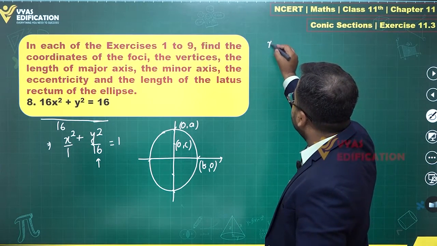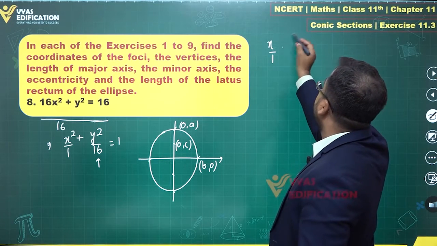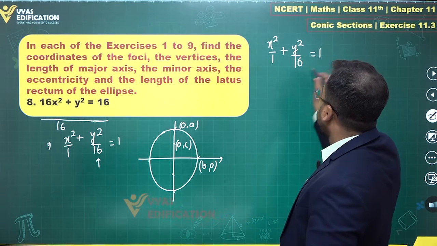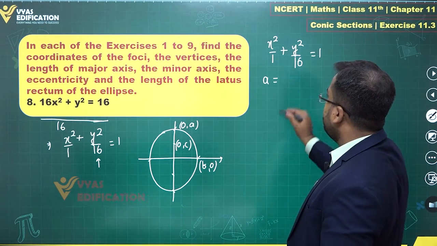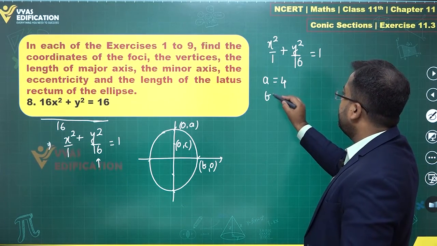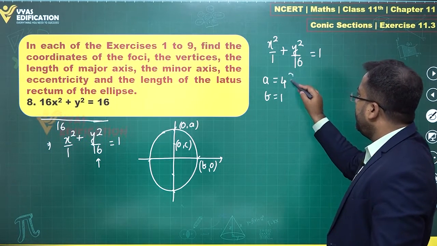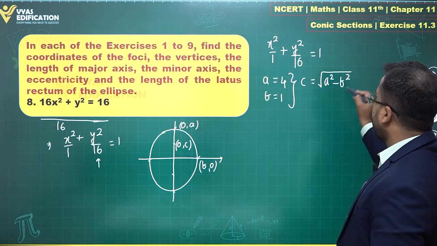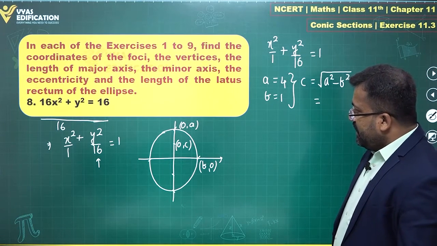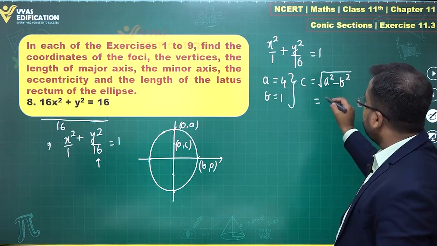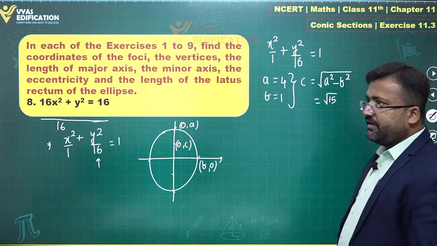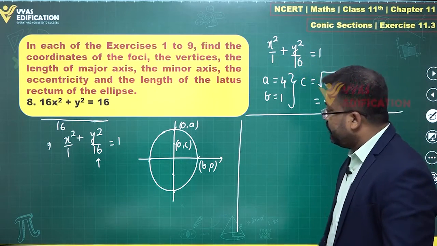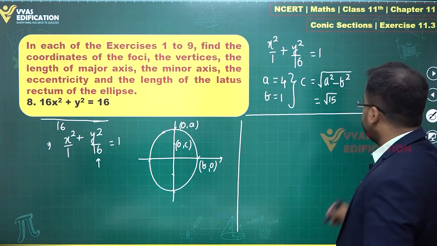Let's take a look at that. x square by 1 plus y square by 16 is equal to 1. The value of a can be found with the help of this 4. Value of b will be square root of this, which is 1, and c will be square root of a square minus b square. What is that equal to? A square minus b square will be root 15. That's what you'll get, right? This is what we have. Once you have found a, b and c, writing the coordinates of focus and vertices will be very simple.